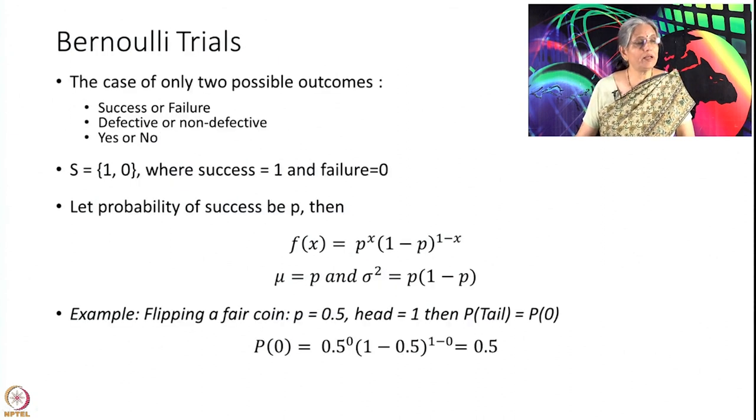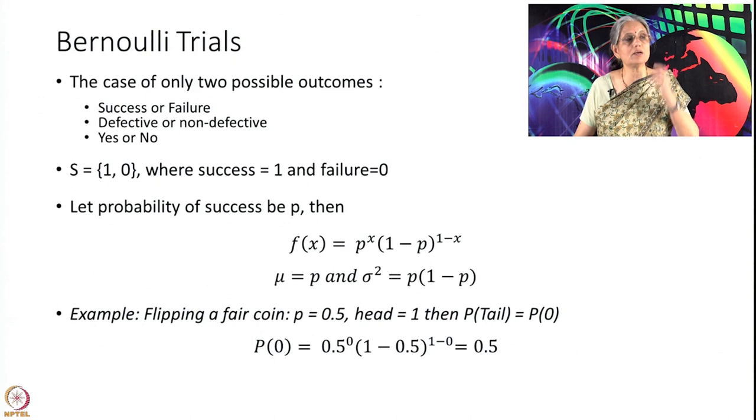The next topic we would like to talk about is Bernoulli trials. This is one of the very important trials. Any experiment is called a Bernoulli trial if it ends up with exactly two possible outcomes. It could be success or failure, defective or non-defective, or the answer yes or no. So, whenever you have an experiment which throws up only two answers, it is called a Bernoulli trial.